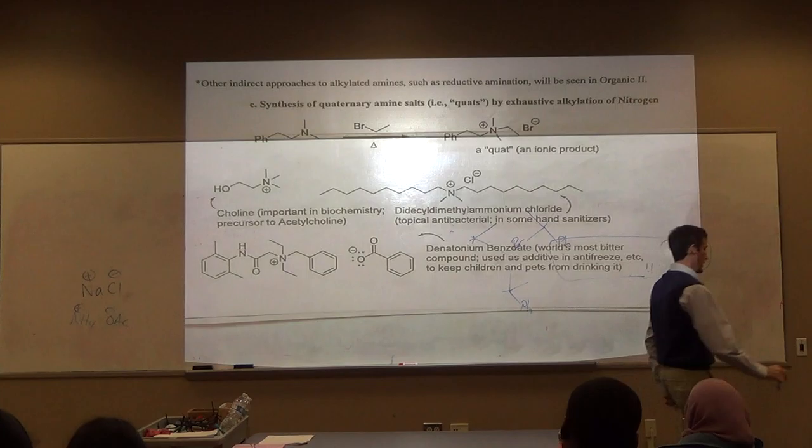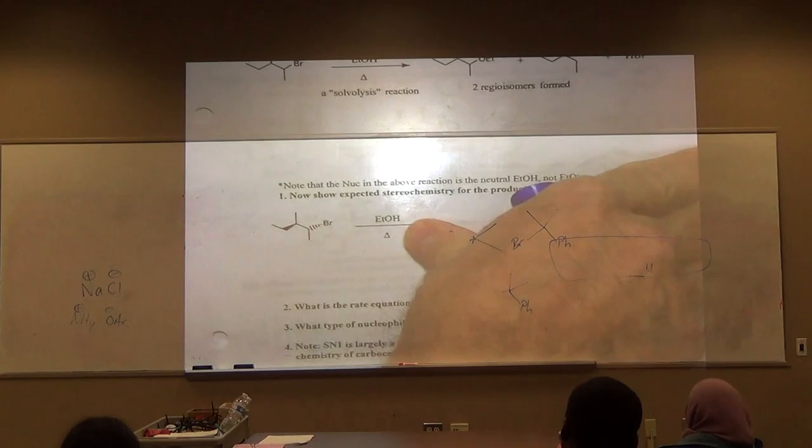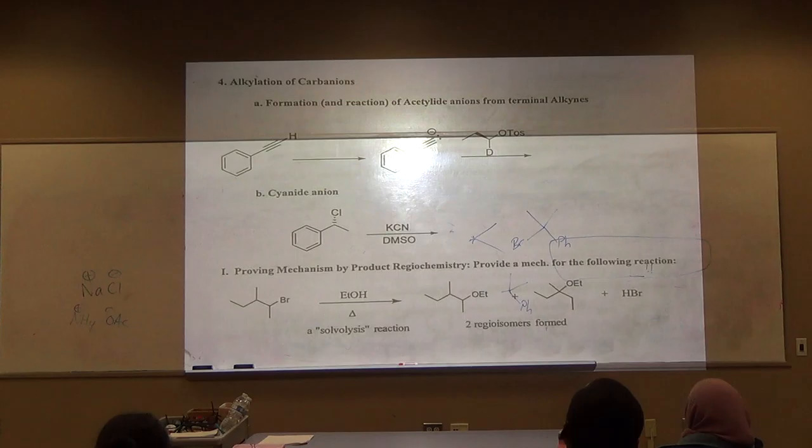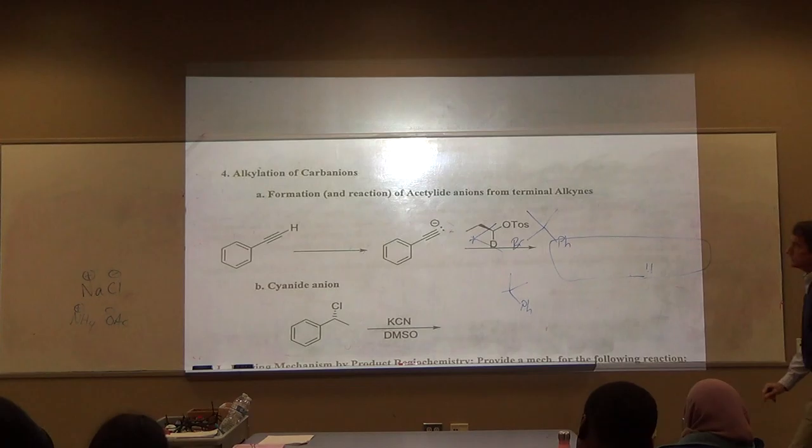So quats are seen in a variety of places. You've seen acetylcholine before, you should see it again. Choline has a quaternary ammonium ion. So we looked at nitrogen. What about carbon?